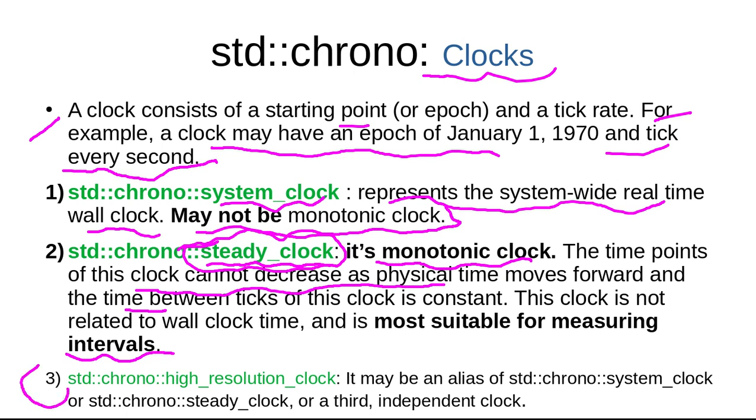The third type is high resolution clock. This is just an alias of one of the above, so you have to use either the first one or the second one.